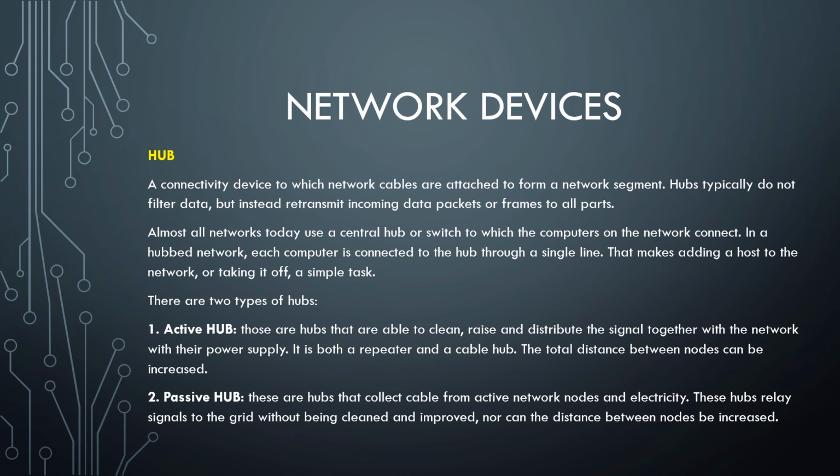And then the next problem is that it increases the traffic over the network. Okay, now the question is why we are using a hub. The only reason is because it is cheaper as compared to a switch. Okay, and when we talk about hubs, there are two types of hub, active hub and passive hub.